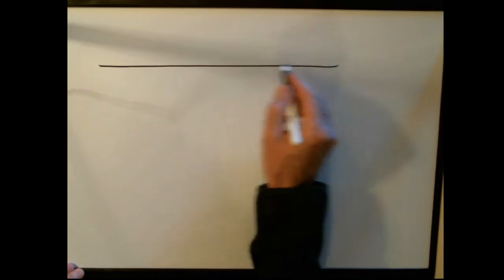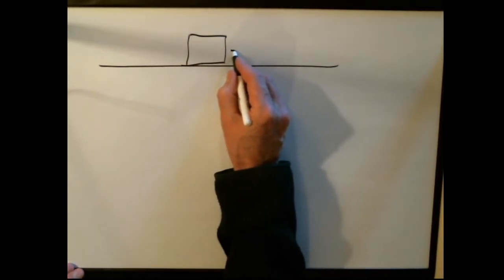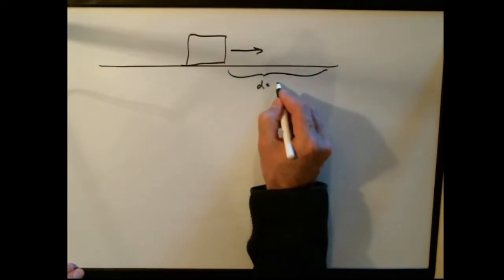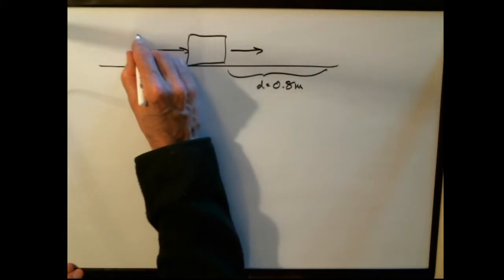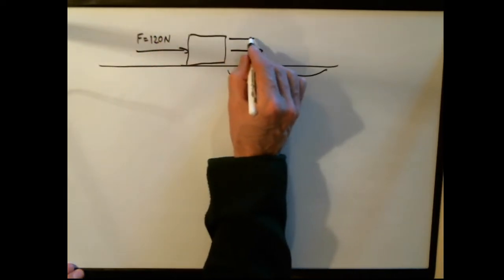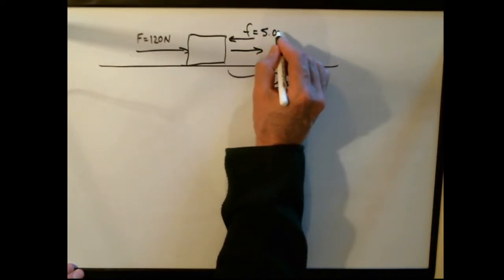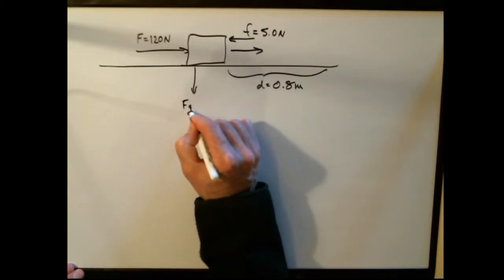So let me switch over here and draw a picture that looks like what we just had there. I won't draw the rollers out, but I'll have a box here, and it's going in this direction, and it travels a distance of d equals 0.8 meters. It's got a force going this way. That's F, it's 120 newtons. I'll draw this lowercase f. This one is 5 newtons. And then it's got a weight, which I'll call force of gravity.